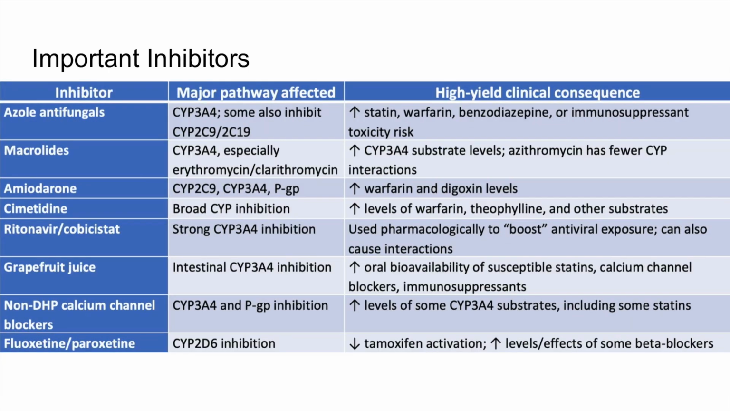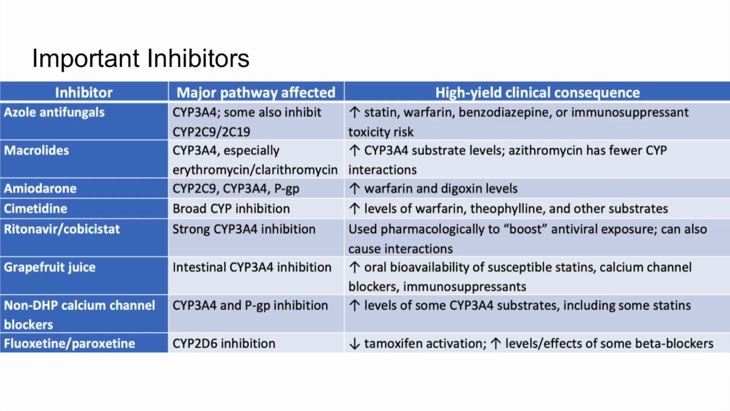Azole antifungals inhibit CYP3A4, and some also inhibit CYP2C9 or CYP2C19. This may increase concentrations of susceptible statins, warfarin, benzodiazepines, and immunosuppressants. Among the macrolides, erythromycin and clarithromycin inhibit CYP3A4. Azithromycin produces fewer CYP-mediated interactions. Amiodarone inhibits several pathways, including CYP2C9, CYP3A4, and P-glycoprotein, potentially increasing warfarin or digoxin exposure.